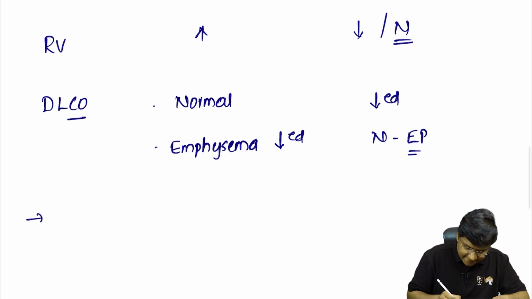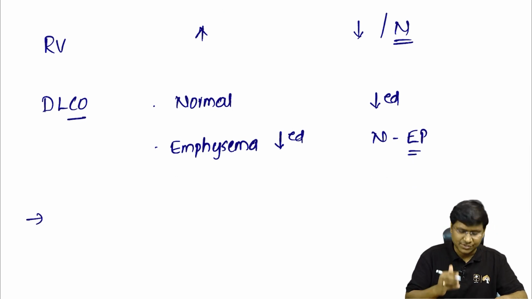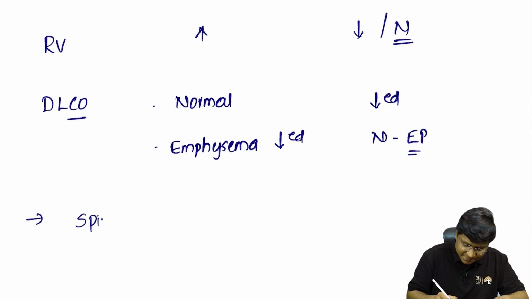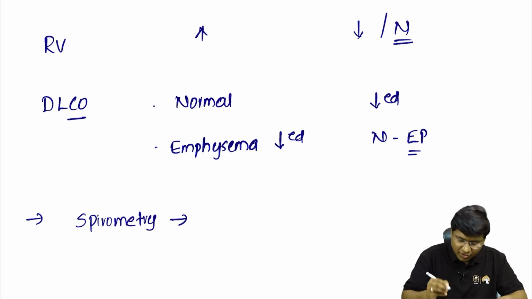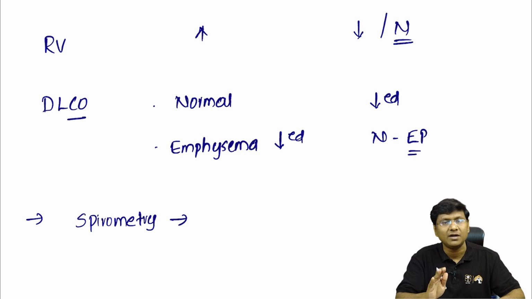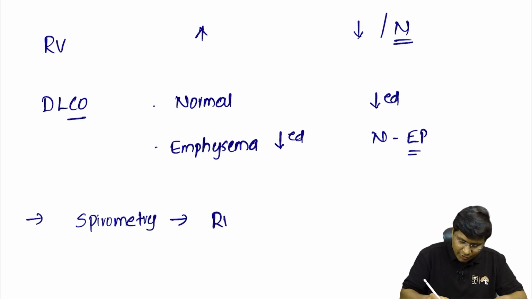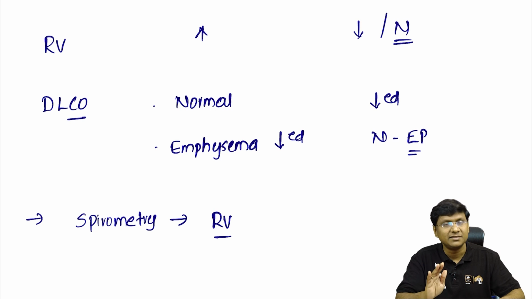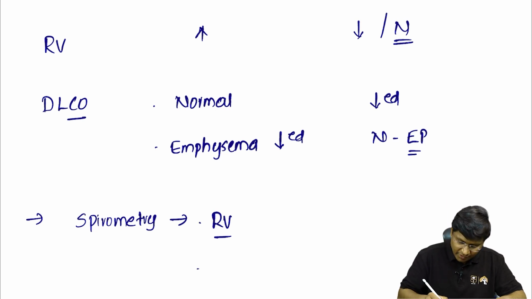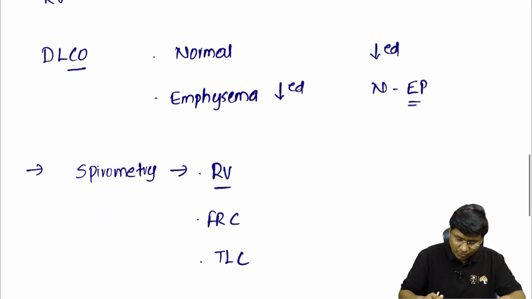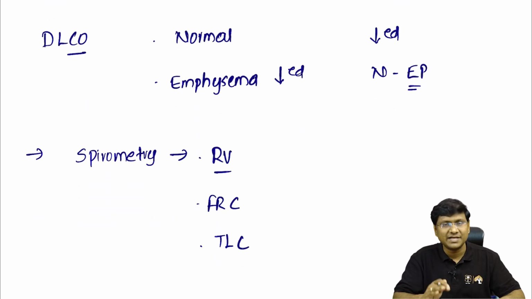And you need to know that pulmonary function tests are measured with the help of spirometry. But there are certain volumes and capacities which cannot be measured by the spirometer. The volumes that cannot be measured are, number one, the residual volume, next the functional residual capacity, and the next is the total lung capacity.